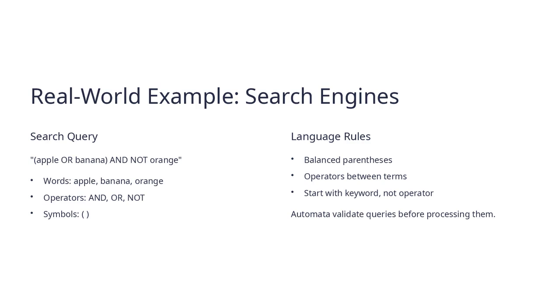We can define rules like parentheses must be balanced. Operators like "and" must appear between two valid search terms. A query must start with a keyword, not an operator. These are rules of the language. And to enforce those rules, we use an automaton to validate the query before running it.